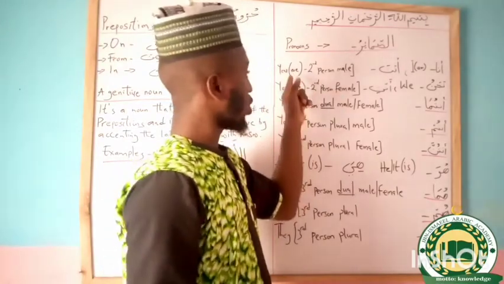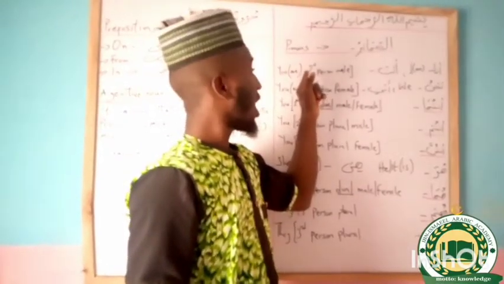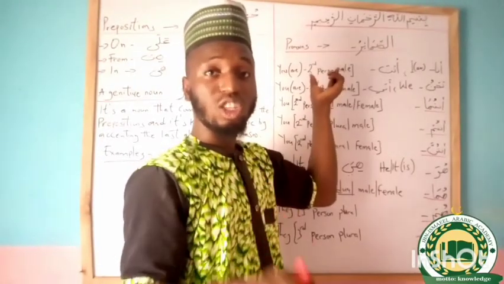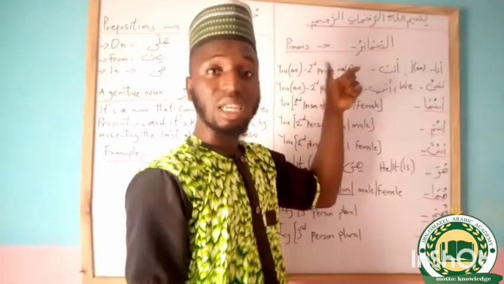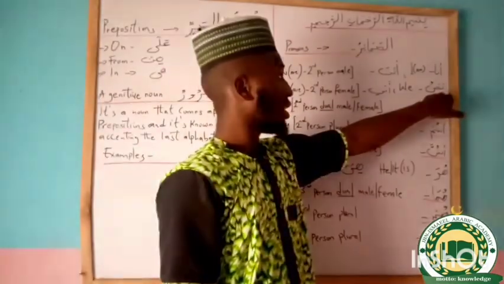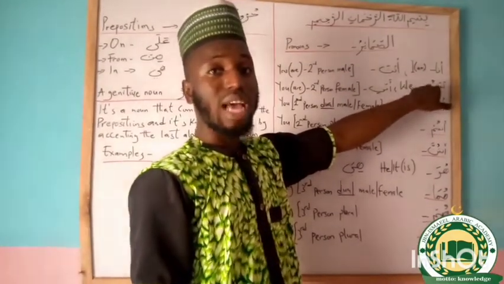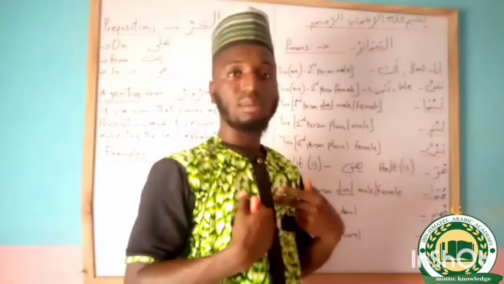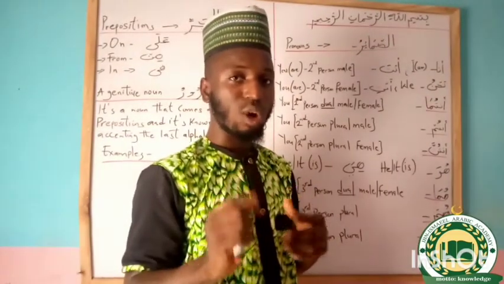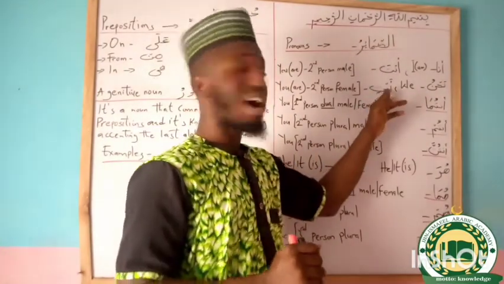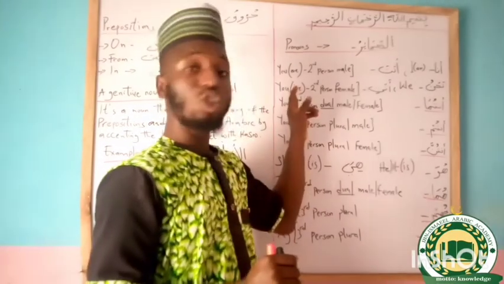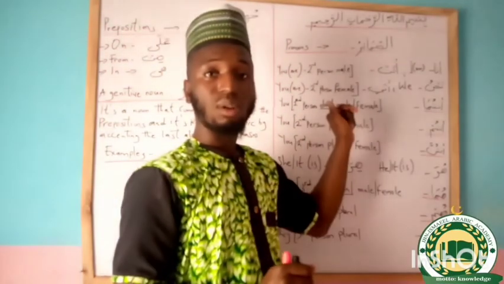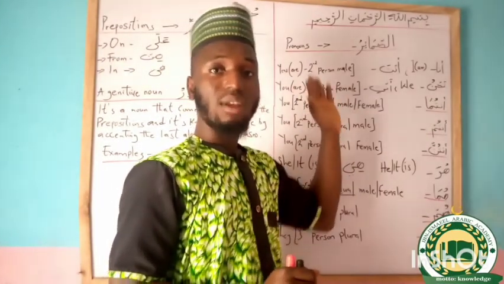Anta, it is what? You. But always notice this: you are second person male, the person you are talking to. It is what? Anta. Second person male. Nahnu, it is what? We. Anti, it is what? You. Second person female.